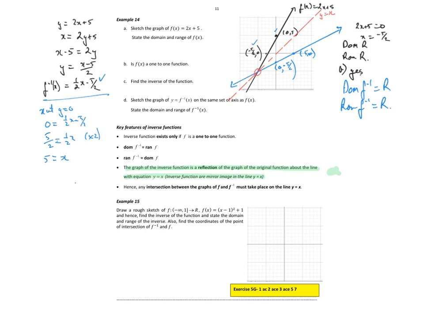And it's no coincidence that they intersect on the line y equals x. If ever you want to find the point of intersection between the function and the inverse function, it is always on the line y equals x, which is what this point here is talking about.